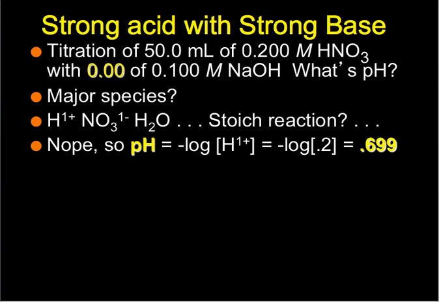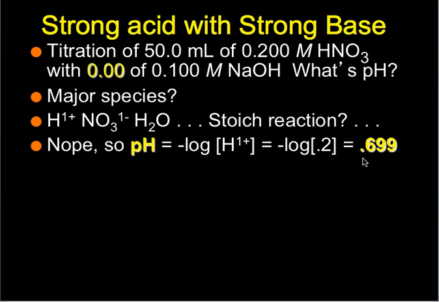So if we start with 50 milliliters of 0.2 molar nitric acid, what's the pH to begin with? Well, at the very beginning, all you have is 0.2 molar acid. So it's pretty easy to figure out the pH, since the concentration of the hydrogen ion is the same as the concentration of the acid, because it's a strong acid and it's monoprotic. So the pH is 0.699.